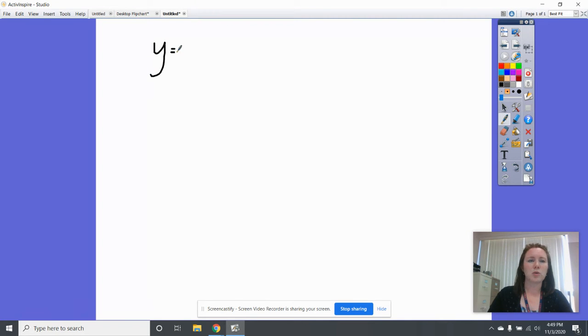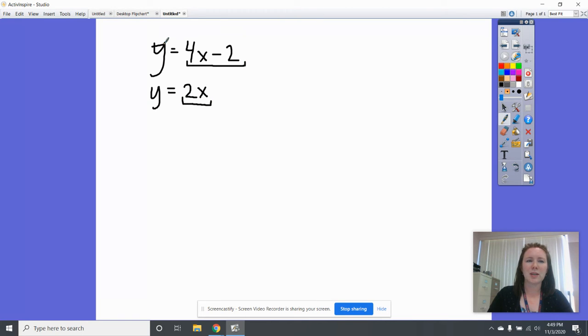Let's say we have the equations y equals 4x minus 2 and y equals 2x. If we don't have a piece of graph paper, we can't graph it. Instead, what we're going to do is set them equal to each other. So we're going to set this part equal to this part.